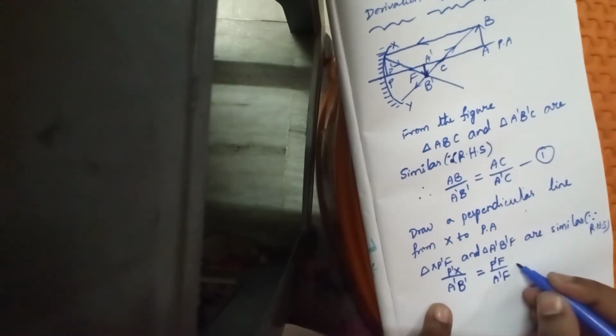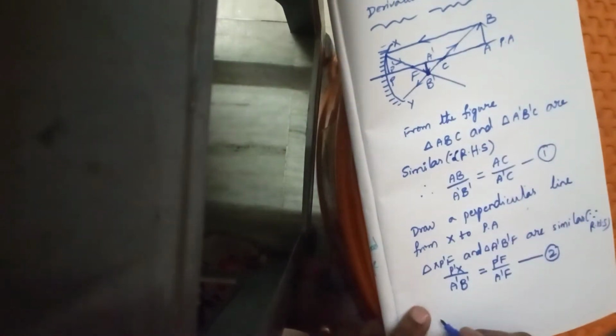These are the bases, and the corresponding sides of the two similar triangles are in the equal proportion or in the same ratio. This is the equation number 2. From the above figure we can say that P dash x is equals to AB. These two are equal.